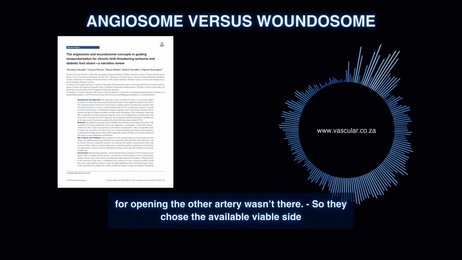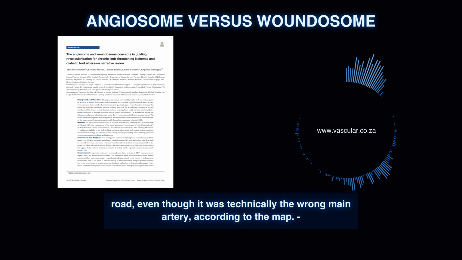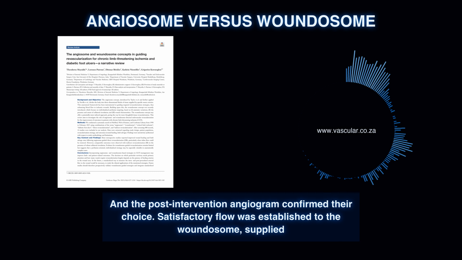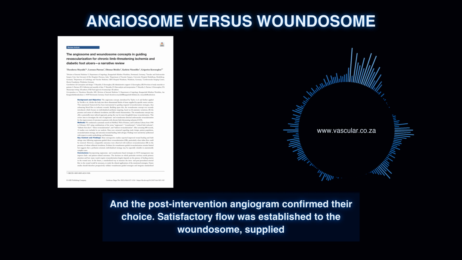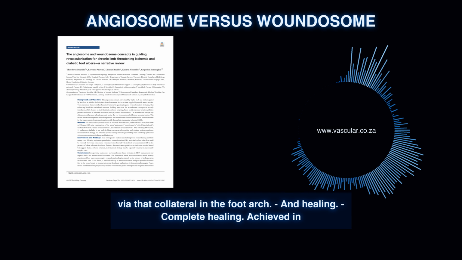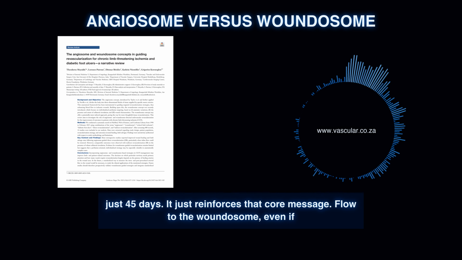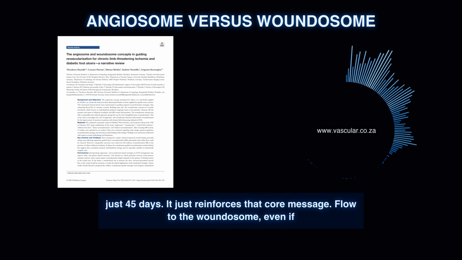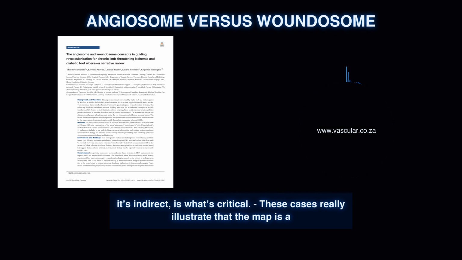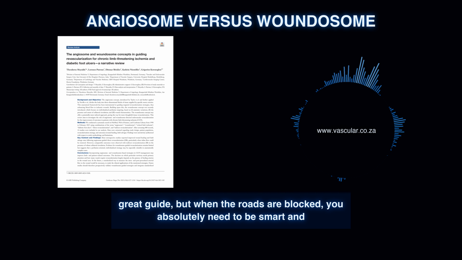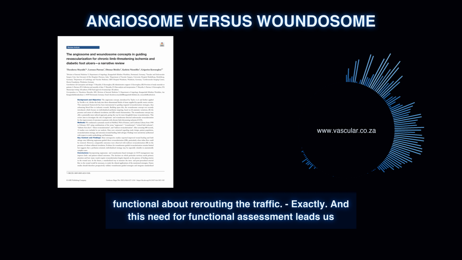So they chose the available, viable side road, even though it was technically the wrong main artery, according to the map. And the post-intervention angiogram confirmed their choice. Satisfactory flow was established to the Woundosome, supplied via that collateral in the foot arch. And healing. Complete healing. Achieved in just 45 days. It just reinforces that core message. Flow to the Woundosome, even if it's indirect, is what's critical. These cases really illustrate that the map is a great guide, but when the roads are blocked, you absolutely need to be smart and functional about rerouting the traffic.